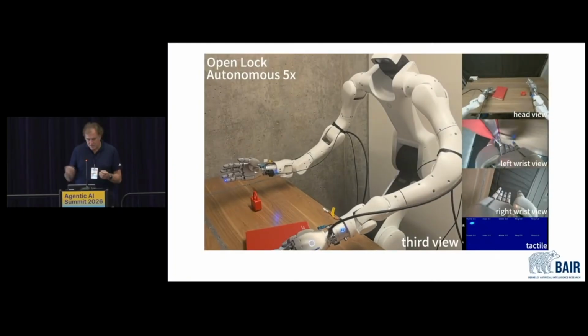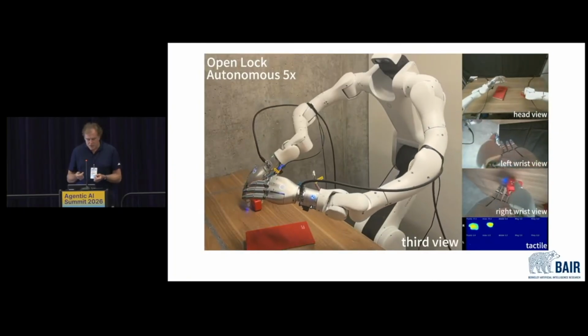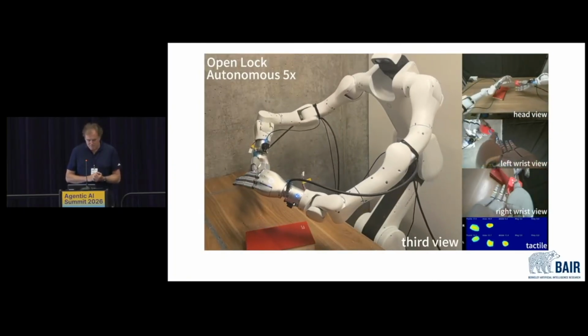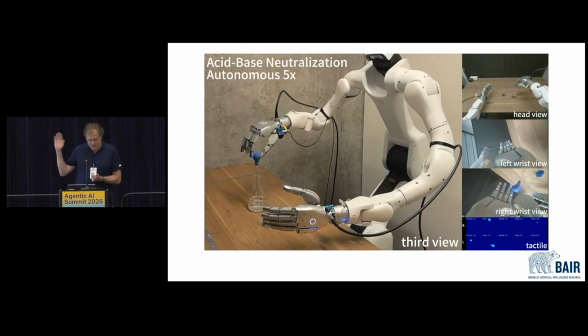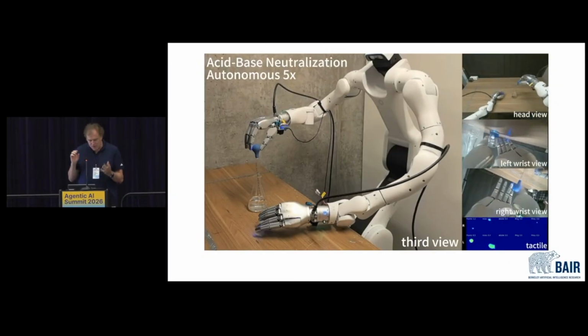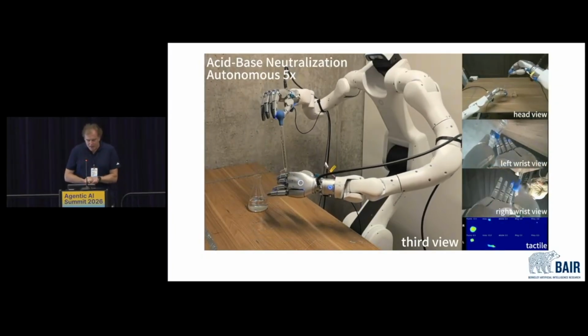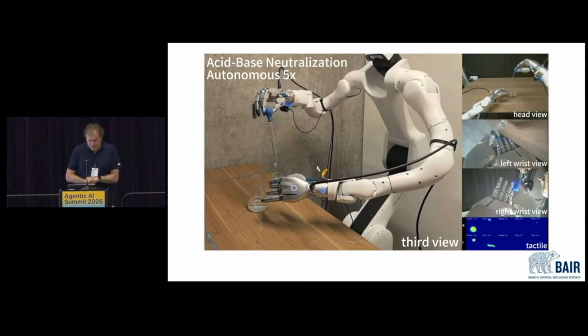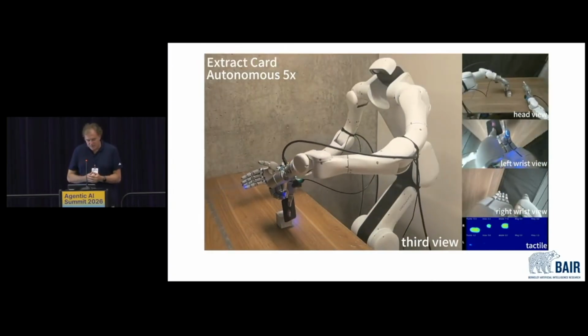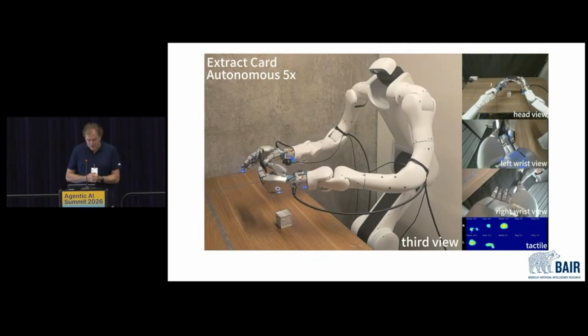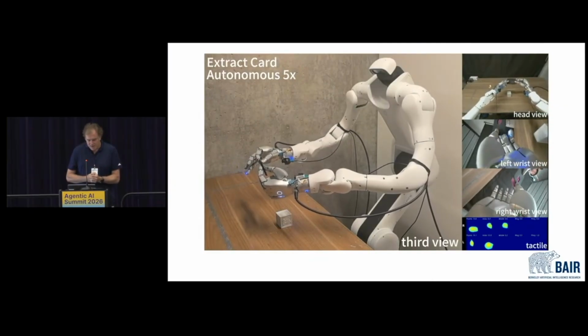And here it's able to grab a key and insert it into a lock and twist the lock. I think this is a little bit overnamed. It's really just pipette manipulation with liquid. And our T-Rex model can squeeze the bulb to push just the right amount of liquid out of it. Here we can extract a card out of a deck.